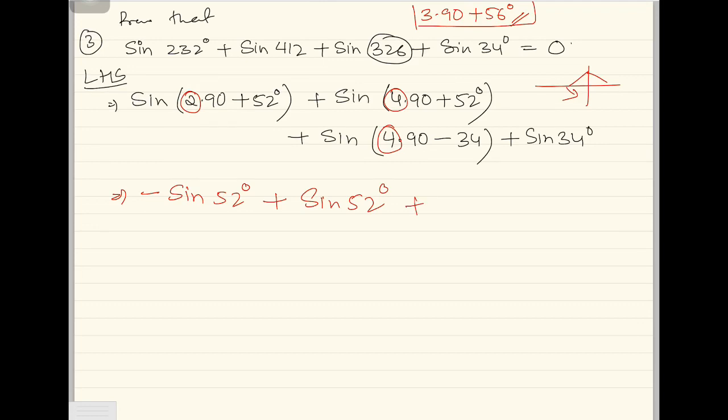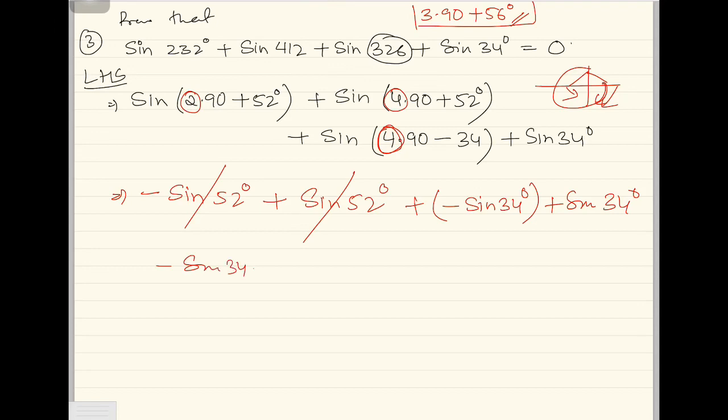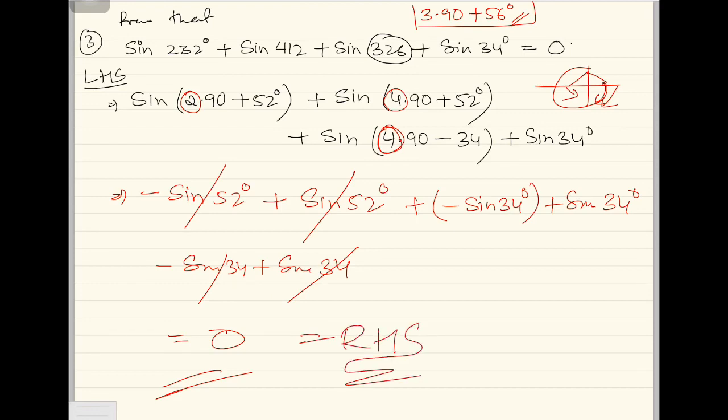Plus the next one, one round minus 34, is in the fourth quadrant, because 4 times means 1 full round, and minus 34. So that's in the fourth quadrant. The sign is negative, isn't it? Negative, and sine 34 degrees, and finally plus sine 34 degrees is the leftover there. Let's simplify, cancel. So that will be minus sine 34 plus sine 34 left over, and this will also cancel itself, and the answer is 0, which equals the RHS, the right hand side.